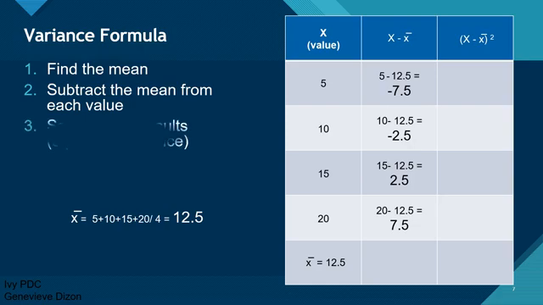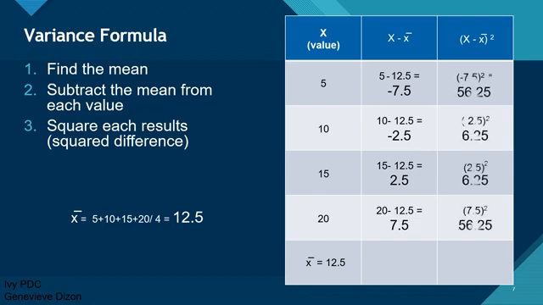After we do that, we create a third column so that we can square each of the results. We call these the squared differences. On the second column, we have negative 7.5. We square that. So negative 7.5 times negative 7.5 will give 56.25, and then we do it again to the rest of the numbers.